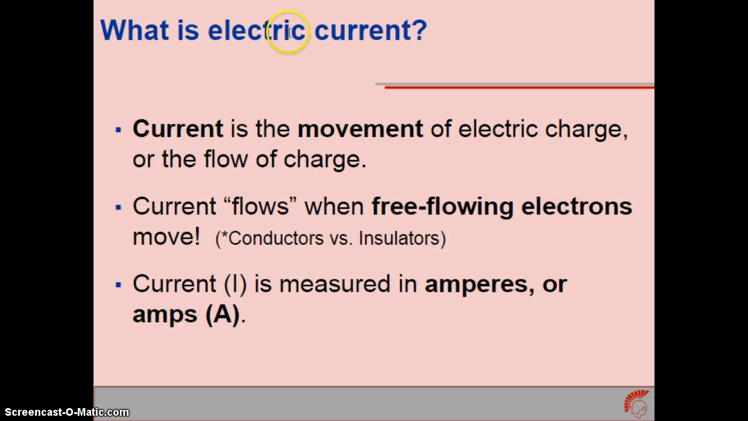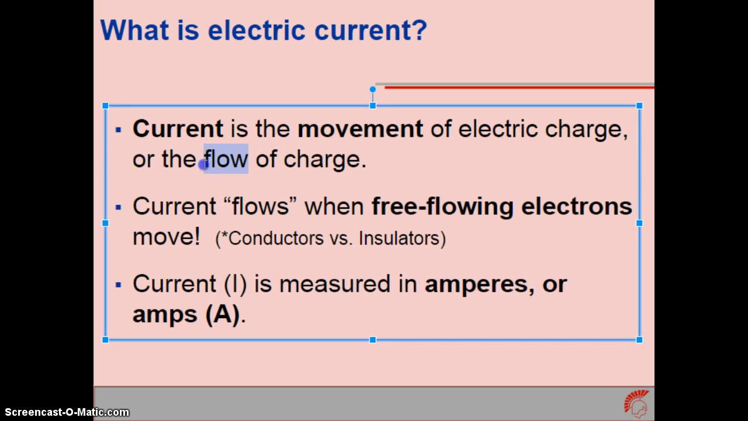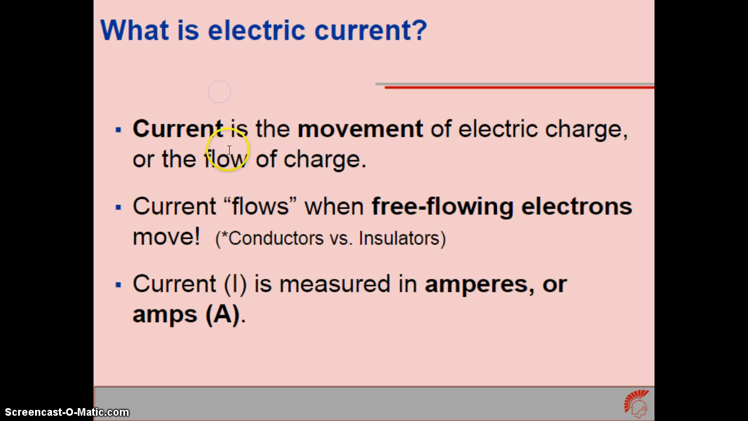But now we're studying electric current. And current is the movement of electric charge, or the flow of charge. And I'll typically refer to it as the flow of charge. Charges are going to be in motion, where current flows when free-flowing electrons move. And the electrons are typically found within the conductors, the metal, often copper, within the wire itself.